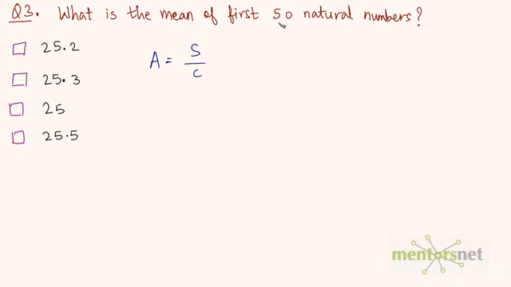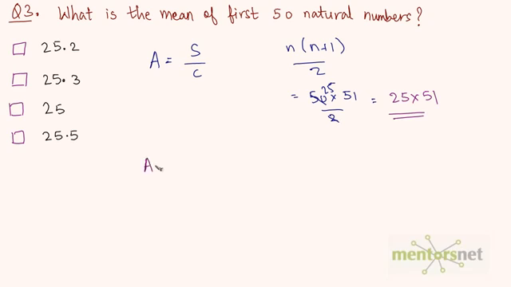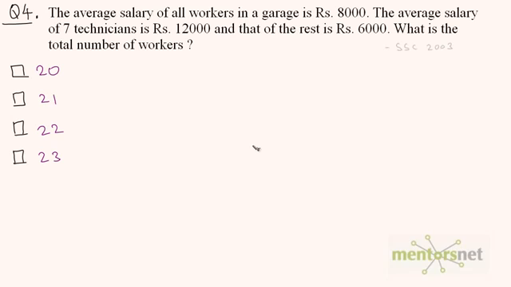Well, there is a formula for calculating the sum of natural numbers up to n numbers, which is n times n plus 1 by 2. Here n is equal to 50. So 50 times 51 by 2, which is equal to 25 times 51. So average is equal to the sum, which is 25 times 51, divided by the count, which is 50. So 25 times 2 is 50. What remains is 51 by 2, and that is 25.5. So the answer is option A.